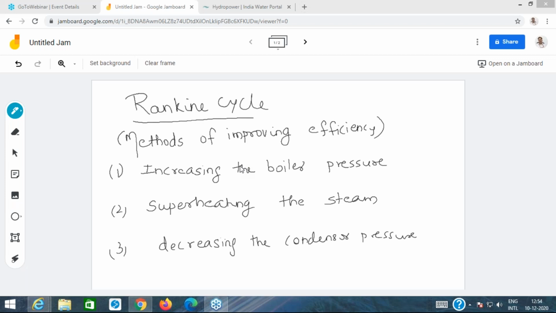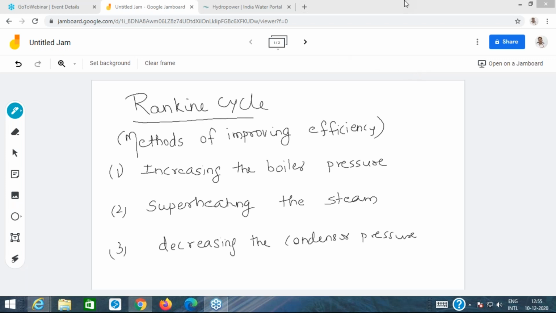So if you want to increase the efficiency of the power plant, it can be shown that we can improve the efficiency by increasing the mean temperature of heat addition. That is the temperature at which the heat is being added. If you can increase it in some way, then you can show that this is going to have a positive effect on the efficiency. It means that the efficiency would increase.